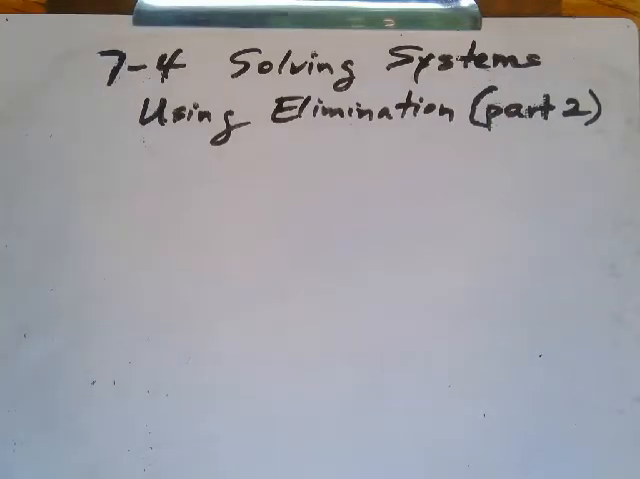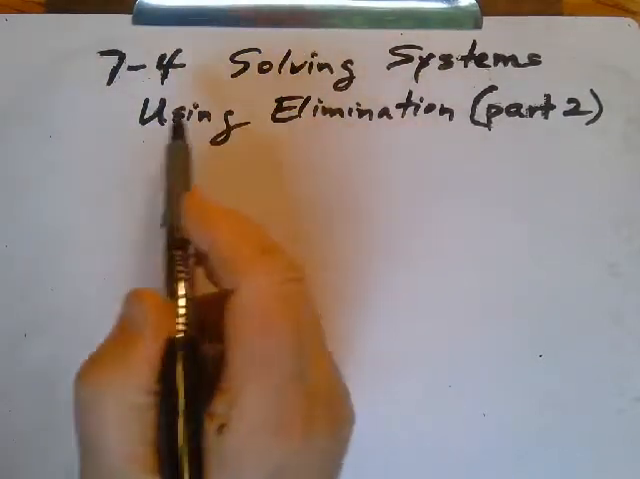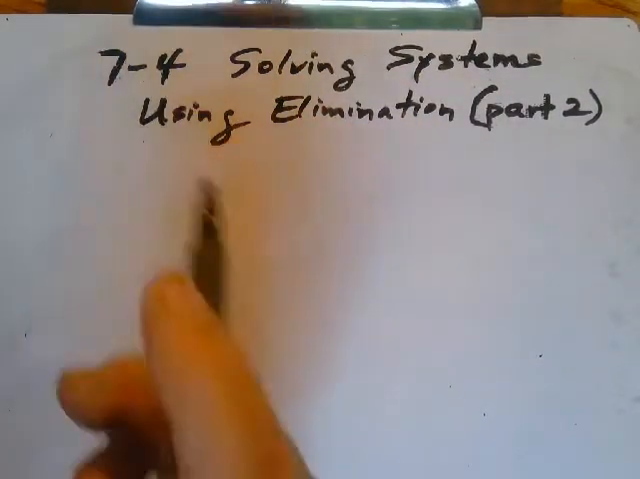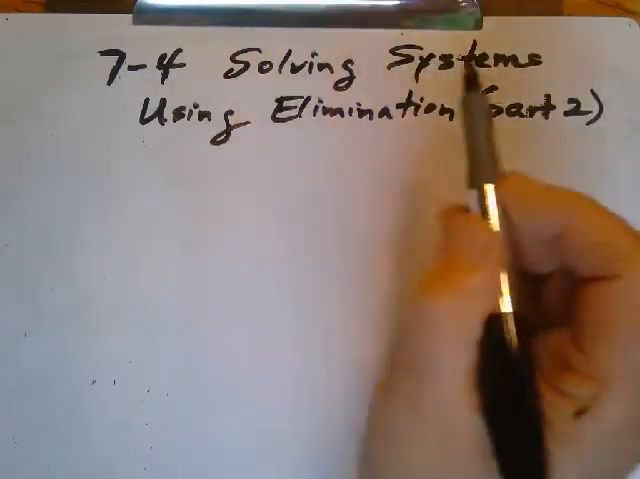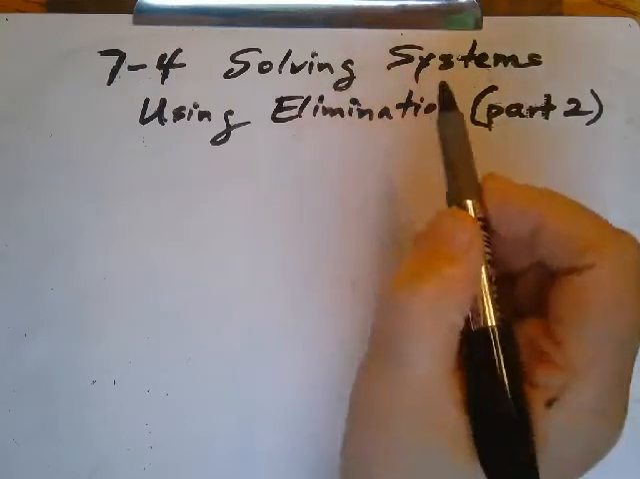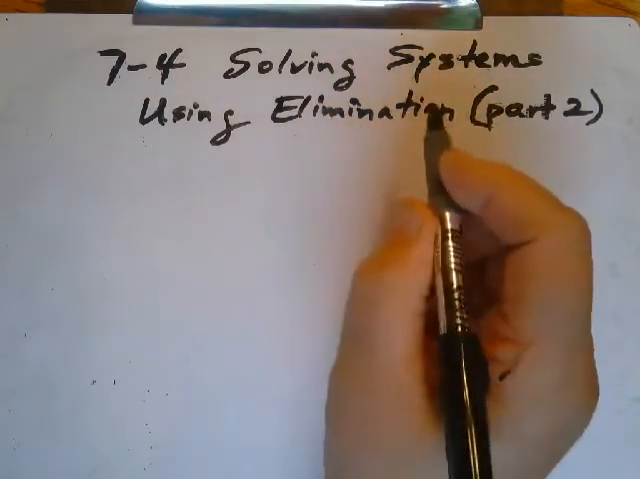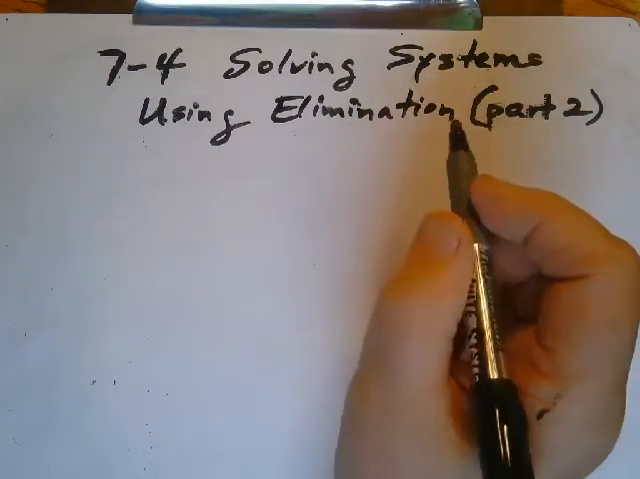All right, welcome back. Here we are at part 2, solving systems using elimination. You'll find in your book this is section 7-4. Solving systems. We're looking for that place where the two lines cross. They may cross at one point, they may cross at no points, and they may cross in all points. We'll get into that a little deeper later.